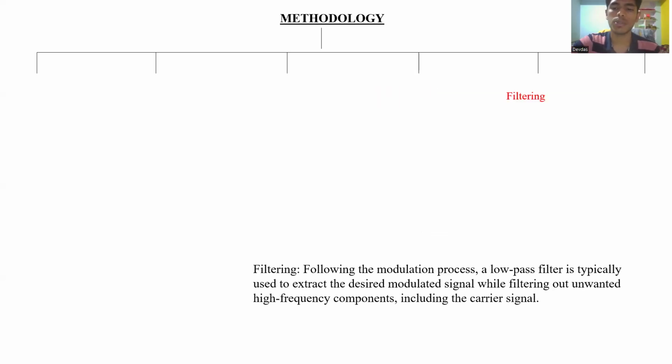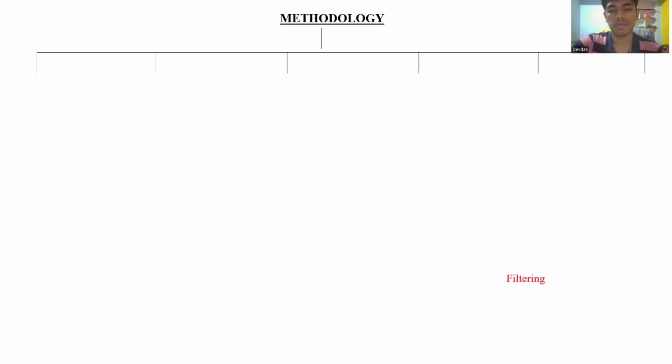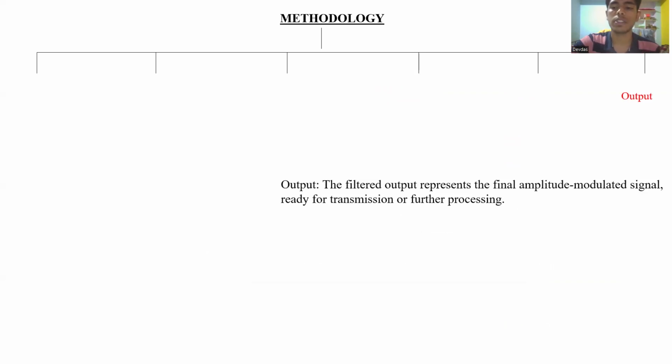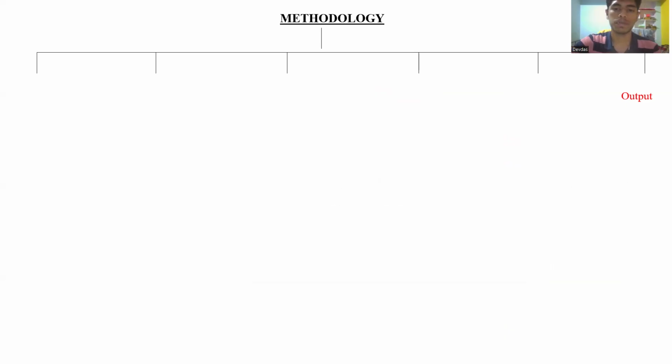Filtering. Following the modulation process, a low-pass filter is typically used to extract the desired modulated signal while filtering out unwanted high frequency components. Output. The filtered output represents the final amplitude modulated signal, ready for transmission or further processing.